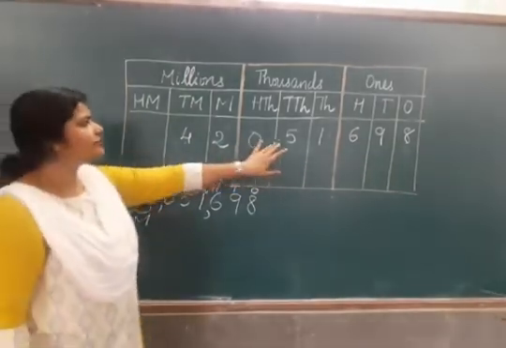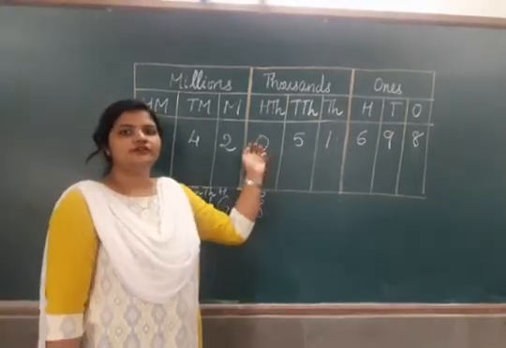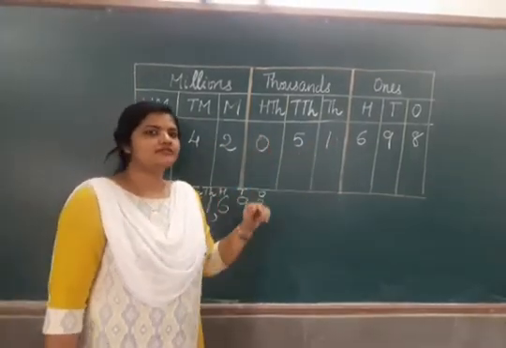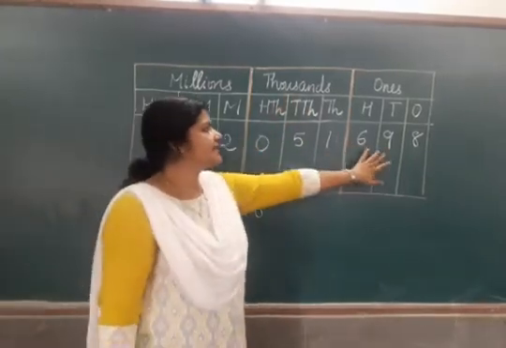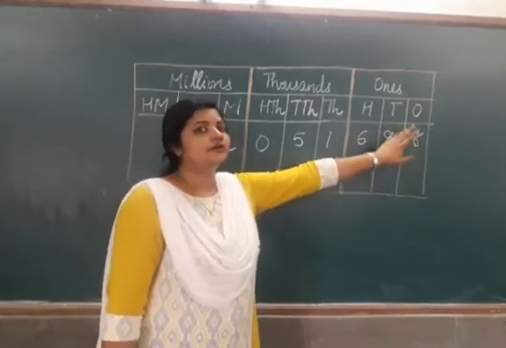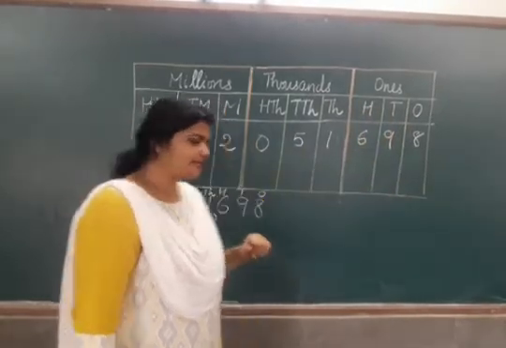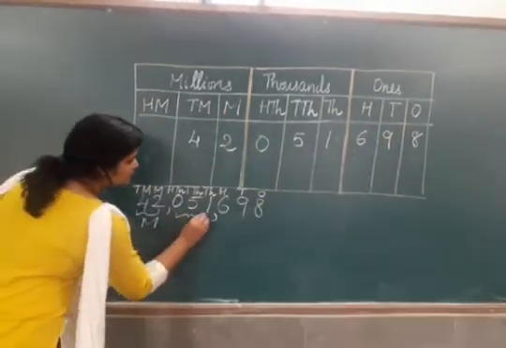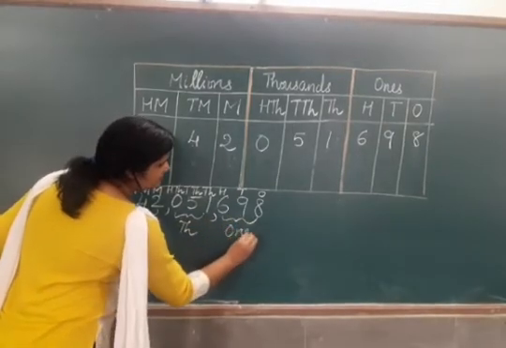Now here 0, 5, 1 belong to the thousands period. 0, 5, 1 means 51, that is 51,000. And 698 belongs to ones. So it is 698. Remember that there is no need of mentioning ones while writing the number name. So here this belongs to thousand and this belongs to ones.